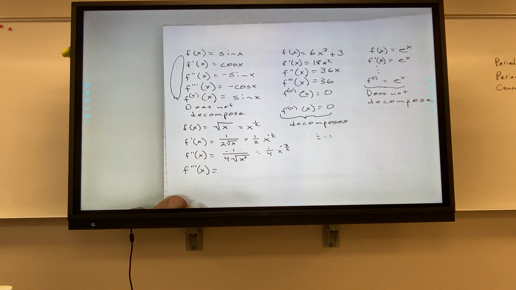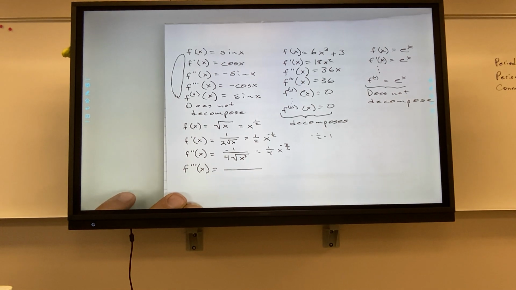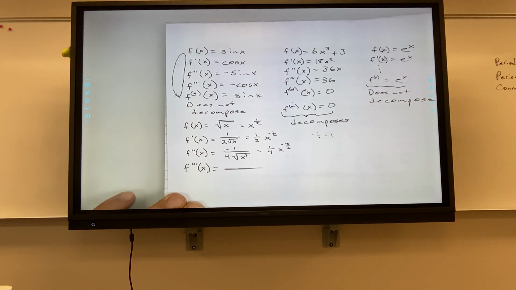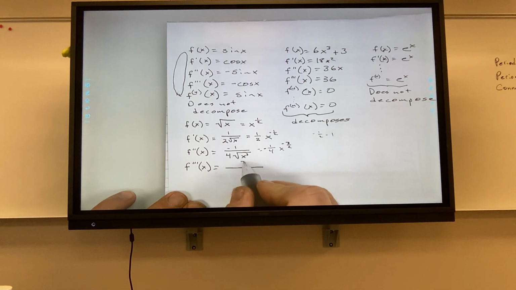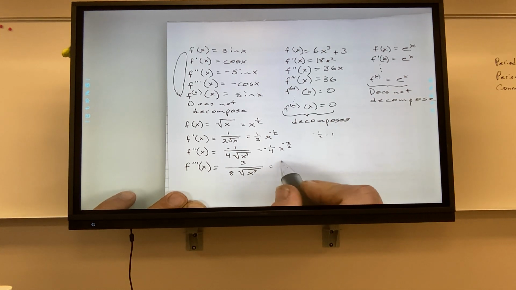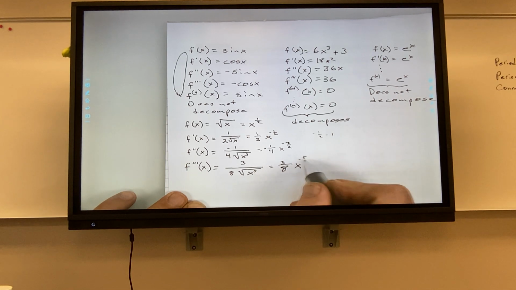What's the next one going to be? It's going to be a fraction, right? So you can use this. Oh, I forgot the negative here. That's why you're looking at me so weird. Okay. 3 over 8 square root x to the 5th? Perfect. Which is this, right? 3/8 x to the negative 5/2.